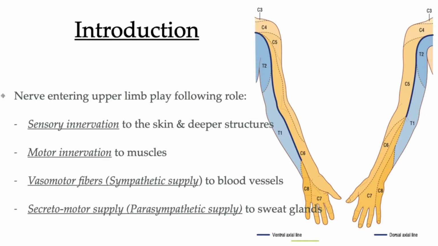Students, all the nerves which enter into the upper limb play following roles. Either they provide sensory innervation to the skin and the deeper structures, or they provide motor innervation to the muscles, or they may provide sympathetic supply to the blood vessels and may act as vasomotor fibers, or they may provide secretomotor fibers to the glands present in the upper limb like sweat gland and sebaceous gland. So these fibers will be parasympathetic fibers.